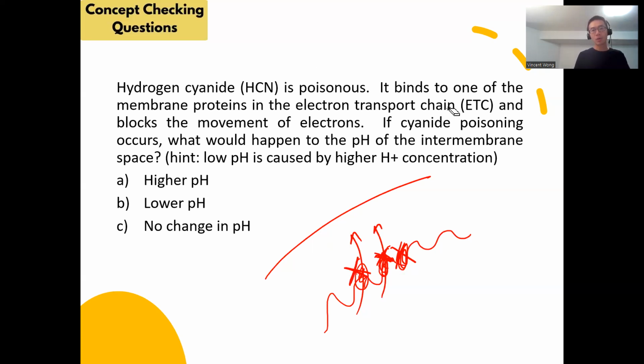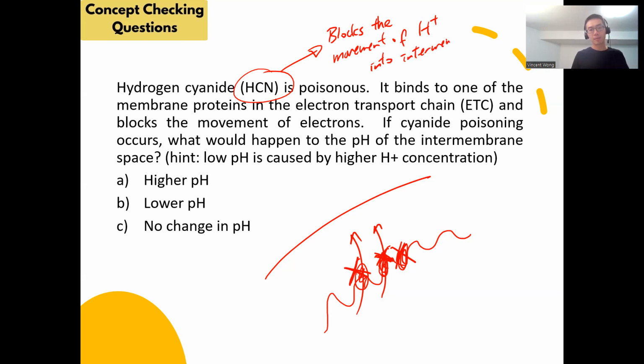Okay, so the HCN, the hydrogen cyanide, basically blocks the movement of H plus into the intermembrane space.